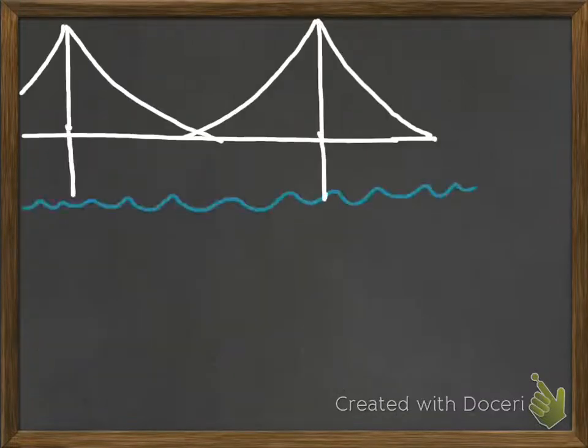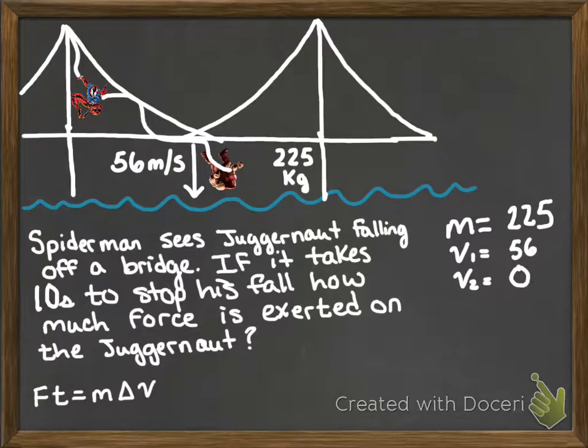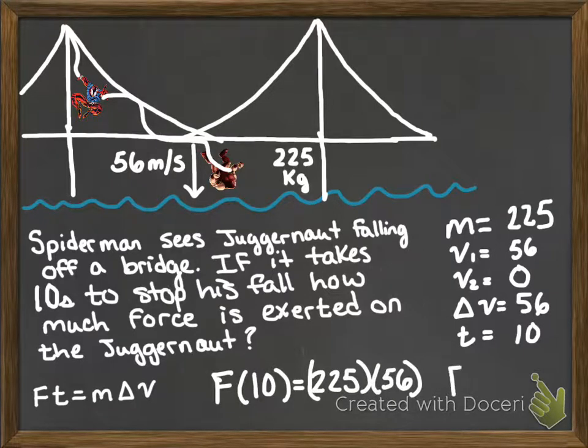So let's look at the same problem. We're going to do the same problem, except now instead of 1 second to stop the Juggernaut, I'm going to say it takes Spidey 10 seconds to stop the Juggernaut. So we're going to do the exact same calculation, but I'm going to replace the time with the number 10. So mass is 225, V1 is 56, V2 is 0, delta V is negative 56, and T equals 10. So if I plug all that in, I'm going to get a force of 1,260 newtons up, right? Which is a significantly smaller force.